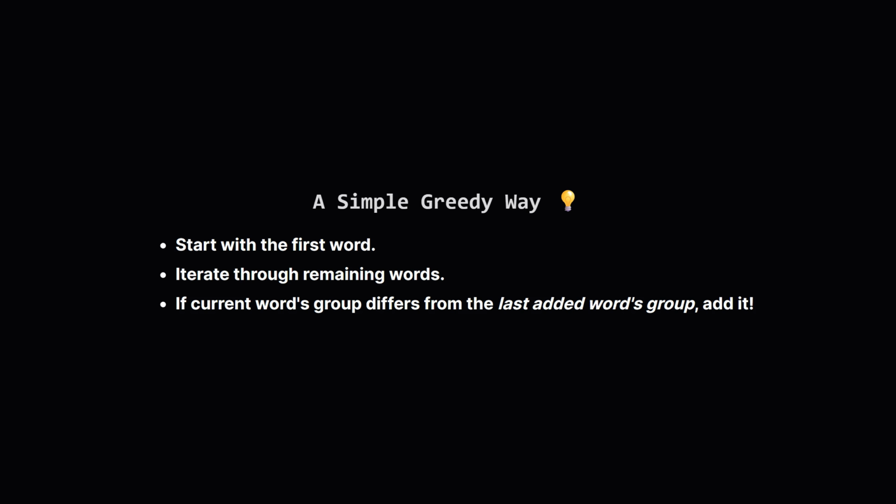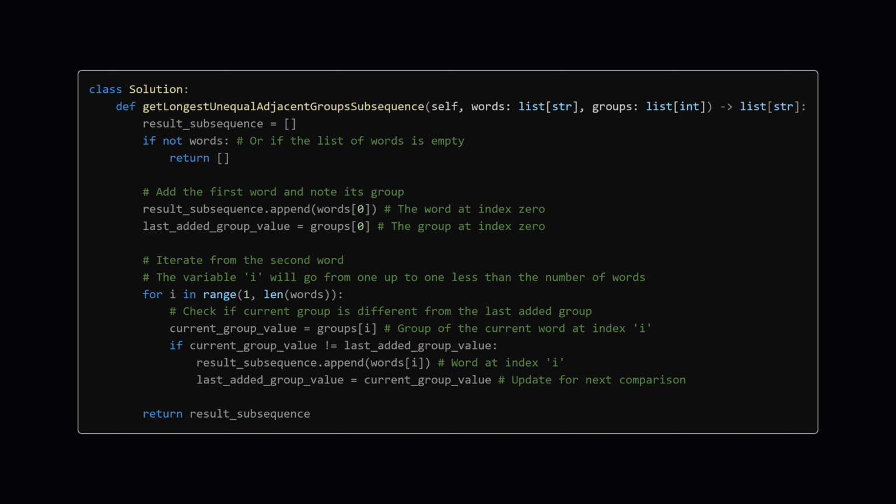If they're different, we keep the current word. This way, we're always building an alternating sequence. And since we check every word in order, we're trying to make it as long as possible. Alright, here's how that greedy idea looks in Python code. It might seem like a bit at first glance, but no worries, we'll walk through it nice and easy.